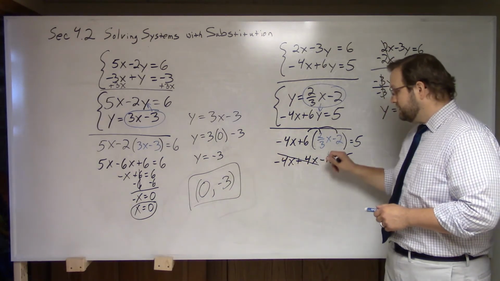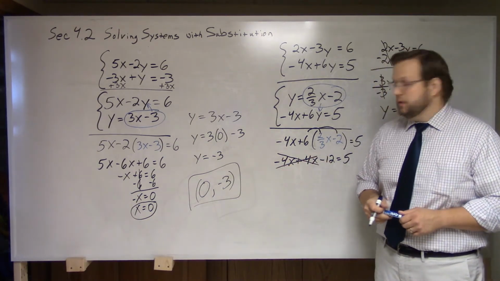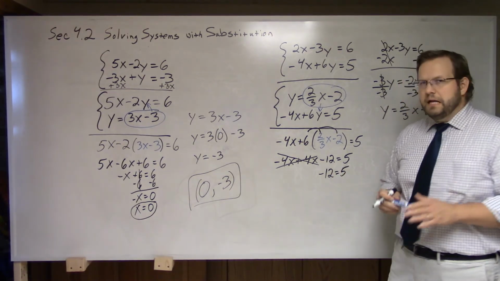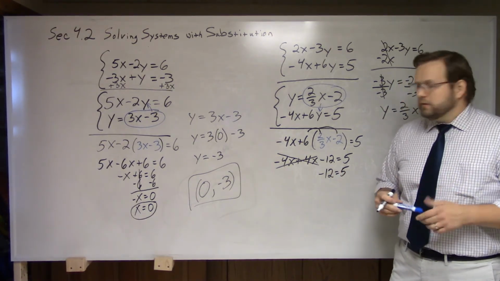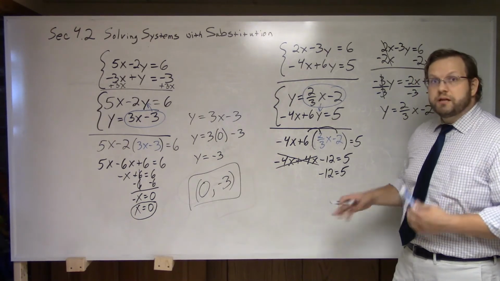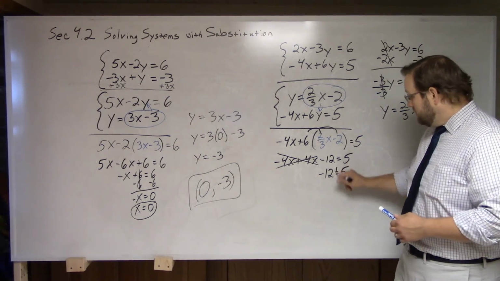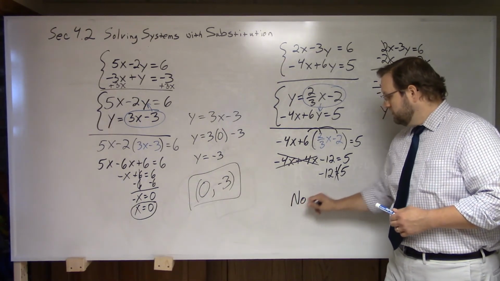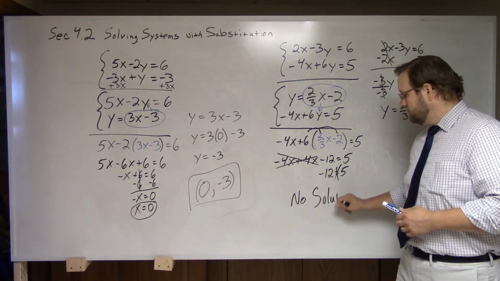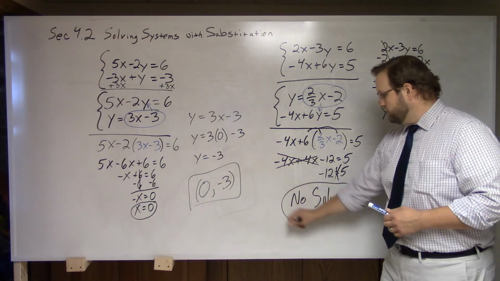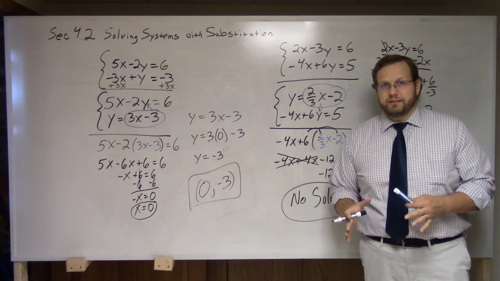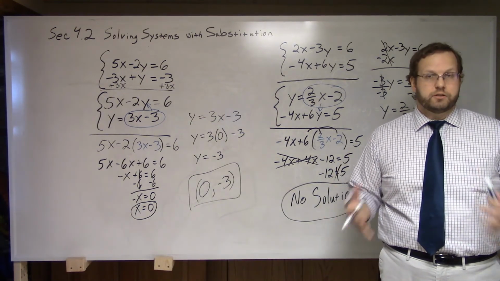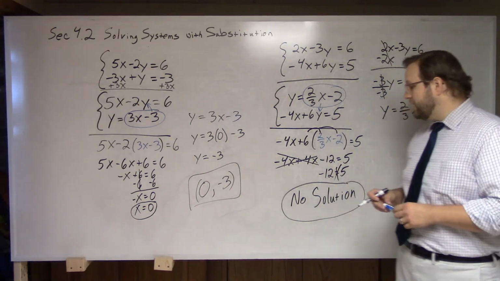These x's cancel each other out. And we get negative 12 equals 5. Now, we've seen this before. Whenever we have two numbers that are not in fact equal, we would say what? No solution. Not undefined. It's not that the system is undefined. The system has no solution. Okay, so make sure you use the correct terminology there.